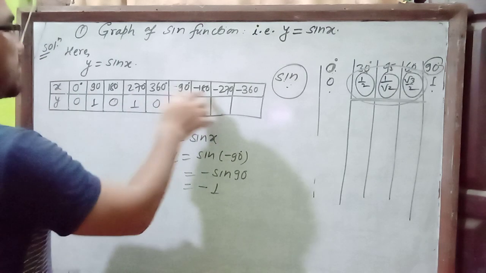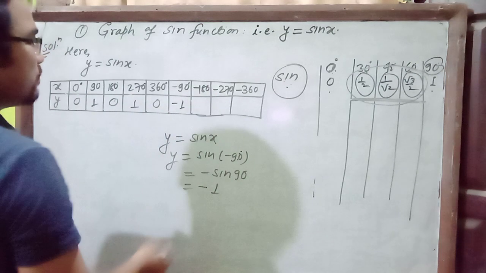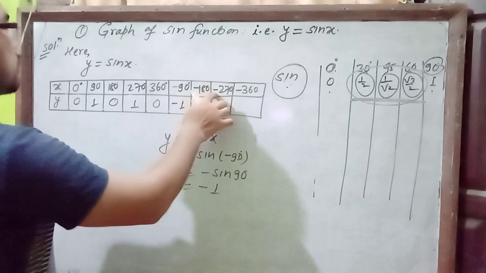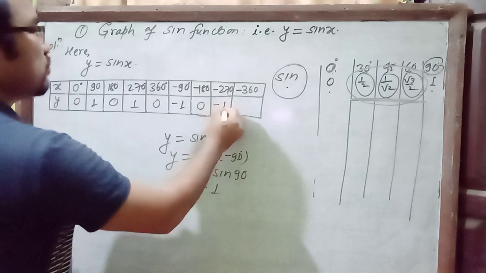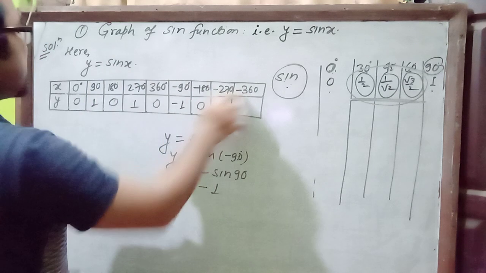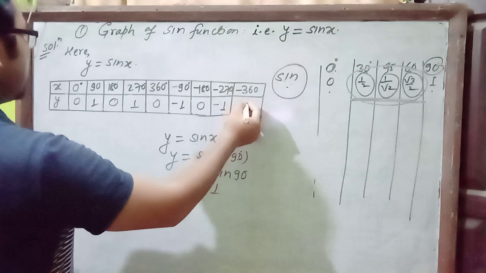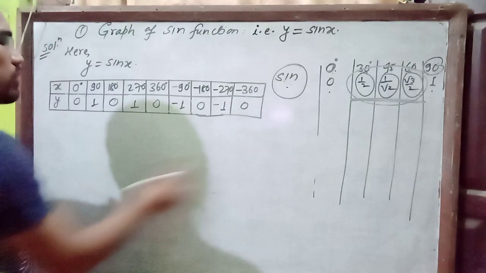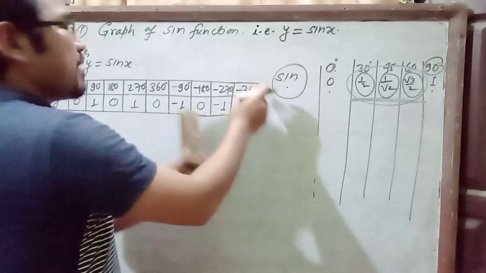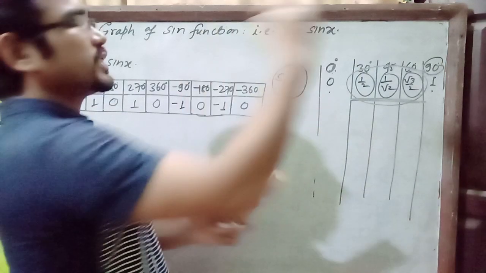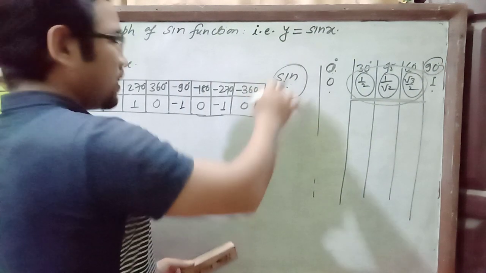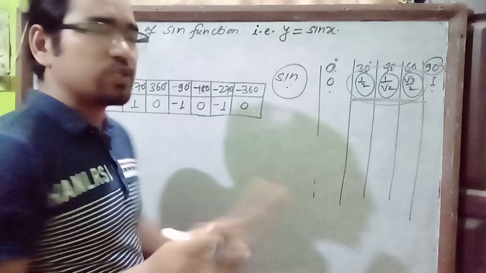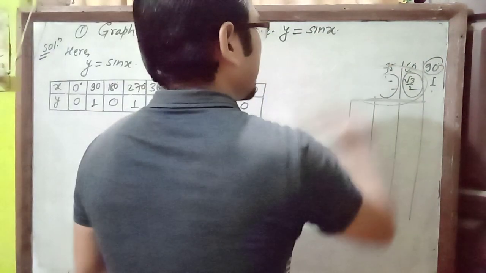Similarly, if we put minus 180 here, what is sine? Sine minus 180 is 0. Minus 270, what is it? Minus 1. And x equal to minus 360, what do you get? 0. So like this we can put. We can extend as much as we want. If we add 90 more to minus 360, what is it? Minus 450 also can be found. Like this many more values, as much as you want you can find.